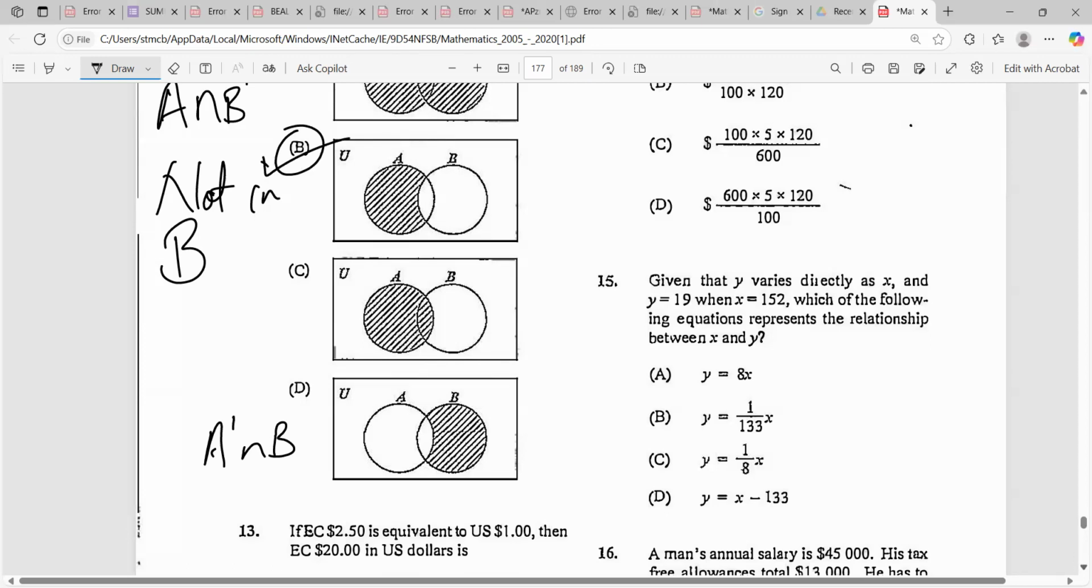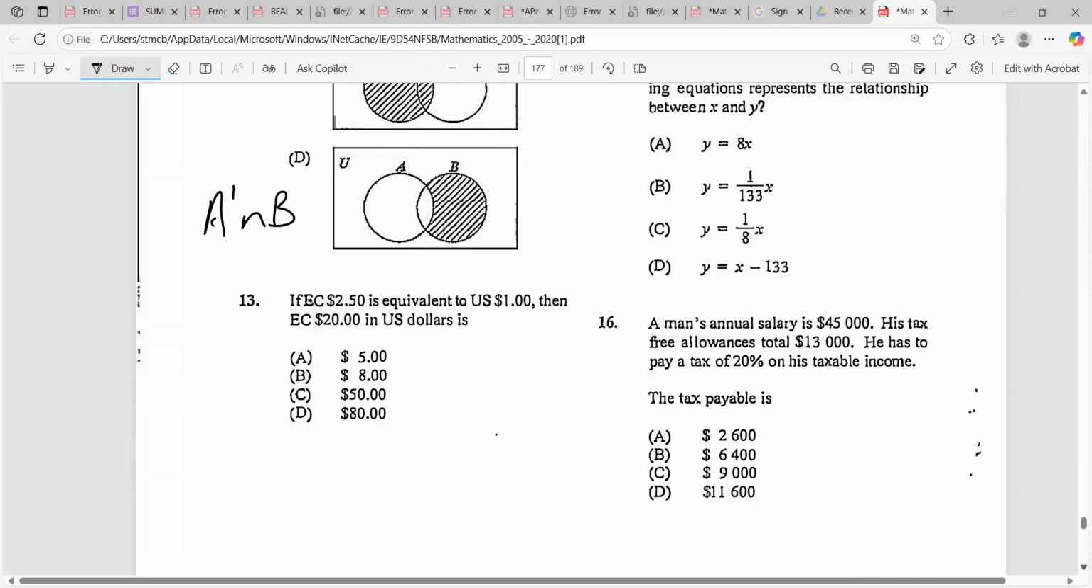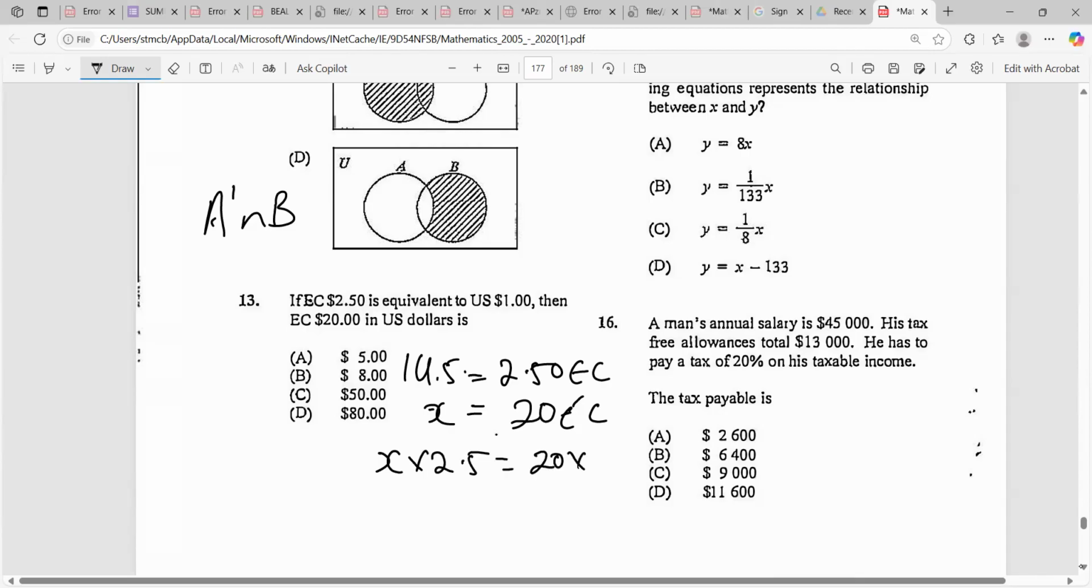Number 13 says, if Eastern Caribbean $2.50 is equivalent to US $1, then $20 Eastern Caribbean in US dollars is? So we know that $1 US is equal to $2.50 Eastern Caribbean. So if we have $20 Eastern Caribbean, how much US will that be? Basically we can make this be X. So it will be X times 2.5 equal to 20 times 1.